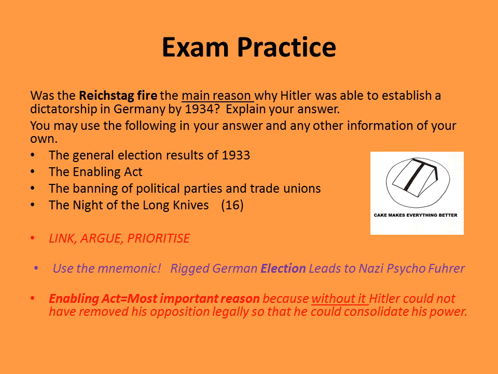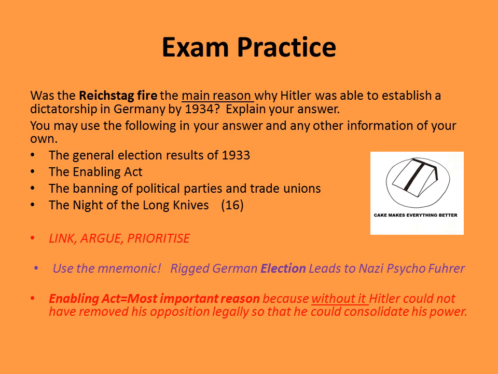It's a really good one to choose as your number 1 reason because the examiner will expect it and it's very easy to justify. If you look at the red writing below, the Enabling Act equals the most important reason because if you think about it, without it, nothing else would be able to have happened. So without it, Hitler could not have removed his opposition legally so that he could consolidate his power.